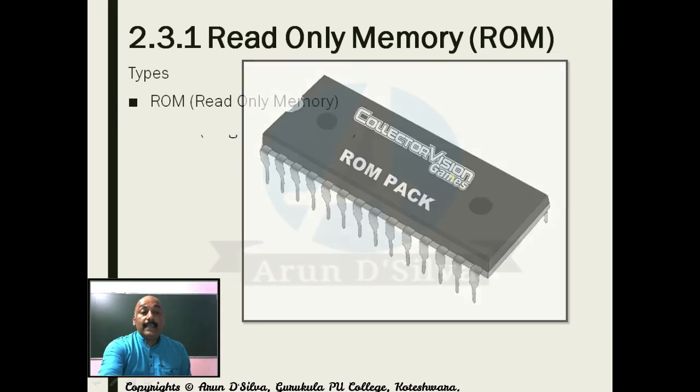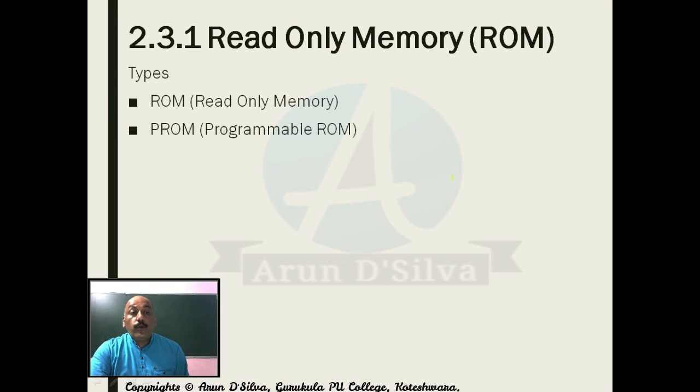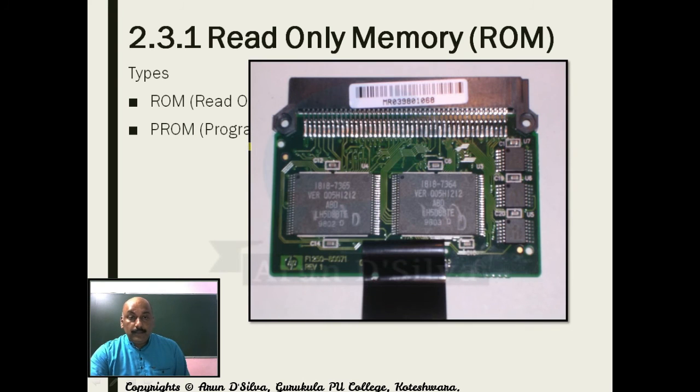The second type is the PROM, programmable ROM, or programmable read-only memory. This normally comes for 1 mark, so they will ask what PROM stands for. With programmable ROM, the data is written only once, at the beginning. This is the picture. Once the data is stored in this, you cannot update it or change it.